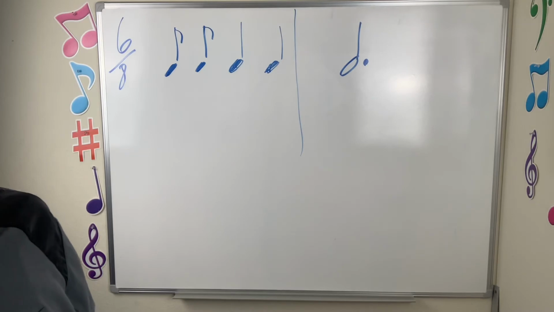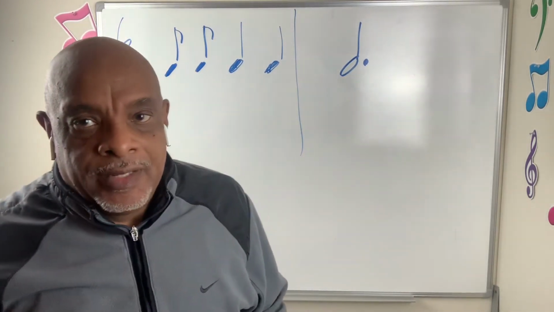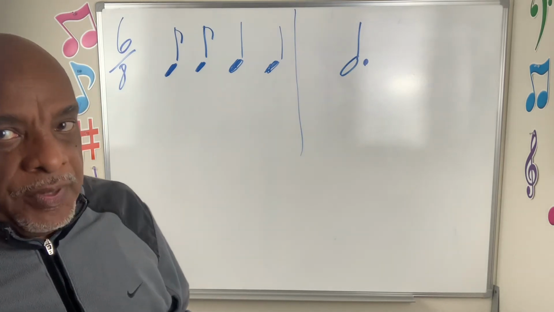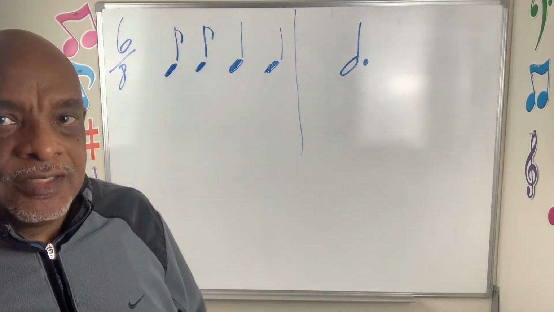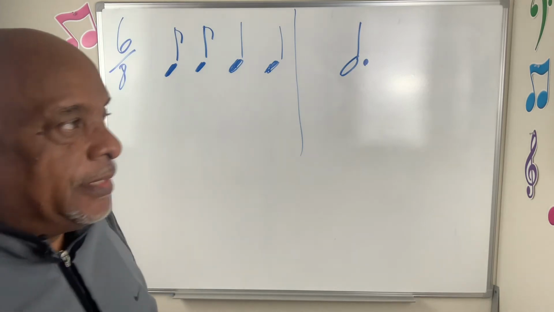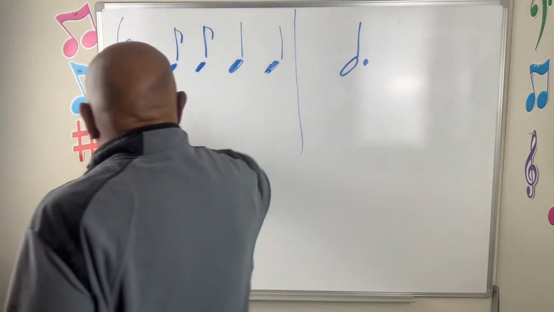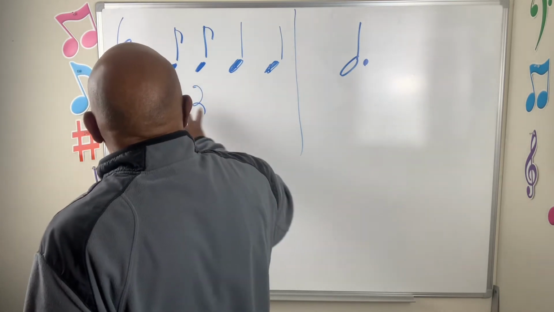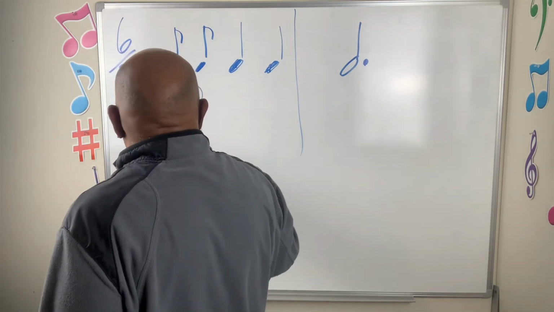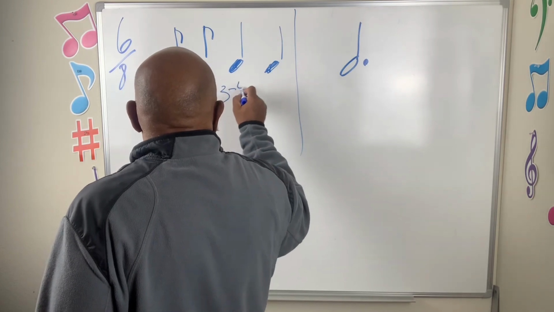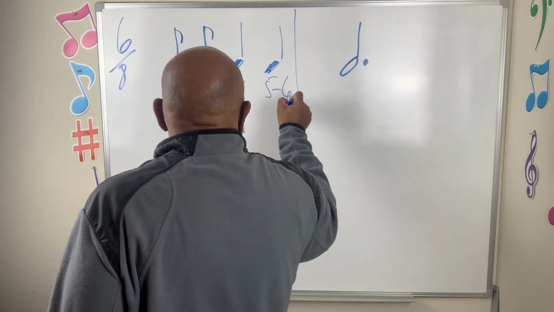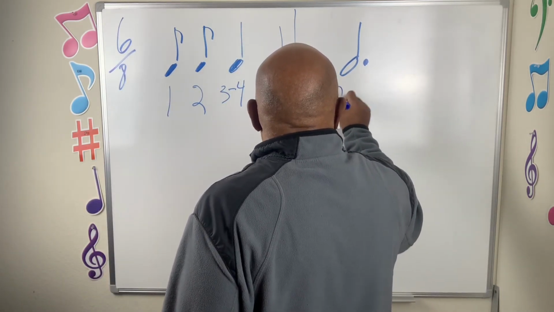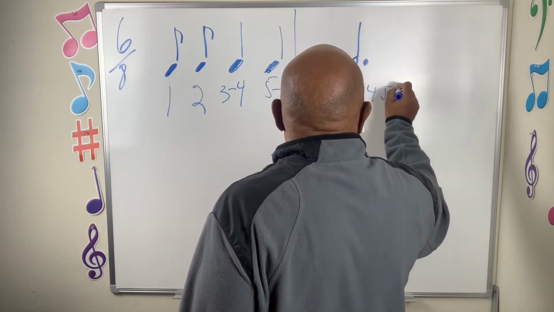Now, remember the note values change in 6/8 time. Let's see if you can remember what the change in the note values is. All right, let's look at it, okay? Eighth note gets 1 beat in 6/8 time, so that's 1, 2. The quarter note gets 2 beats in 6/8 time. 3, 4, 5, 6. Then the dotted half gets 6 beats.